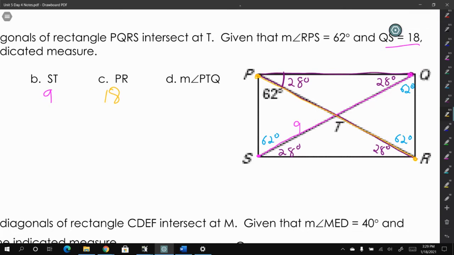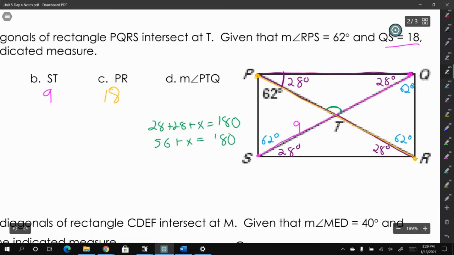And then finally, the measure of PTQ. PTQ is this angle right here. So we can do 28 plus 28 plus x equals 180. 28 plus 28 is 56. So 56 plus x equals 180. And we can subtract 56 from both sides, and we get x equals 124 degrees.